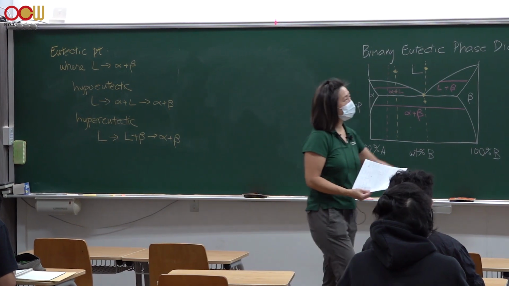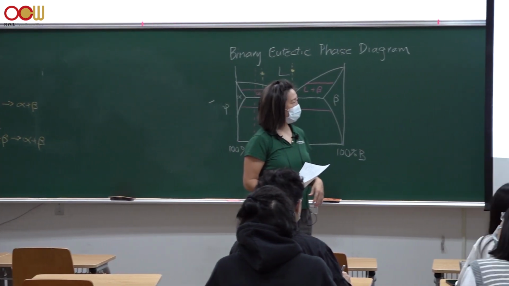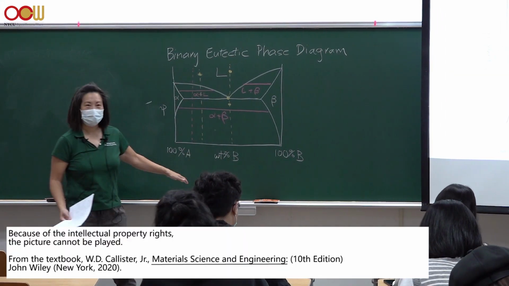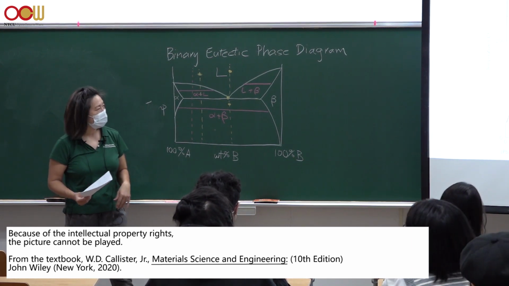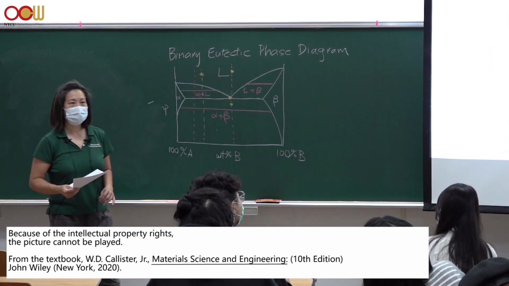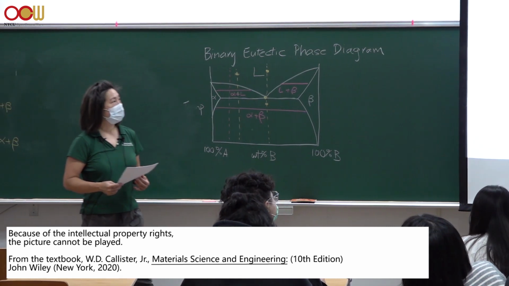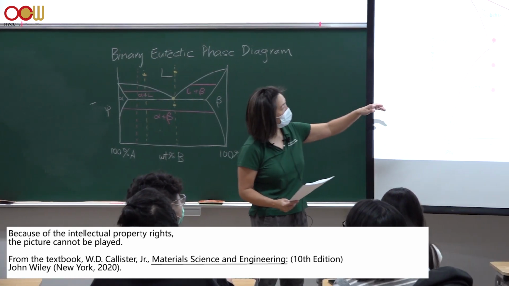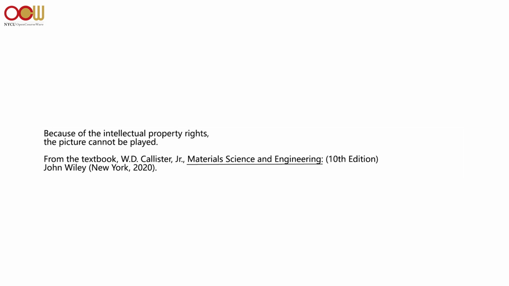So let's look at something like this, an actual phase diagram. This was a hypothetical one of A and B. We have one of lead and tin. PB is lead, SN is tin. And you have a eutectic composition that occurs at roughly 183 degrees Celsius. This is the eutectic temperature. And the eutectic composition is 61.9 weight percent tin in lead.